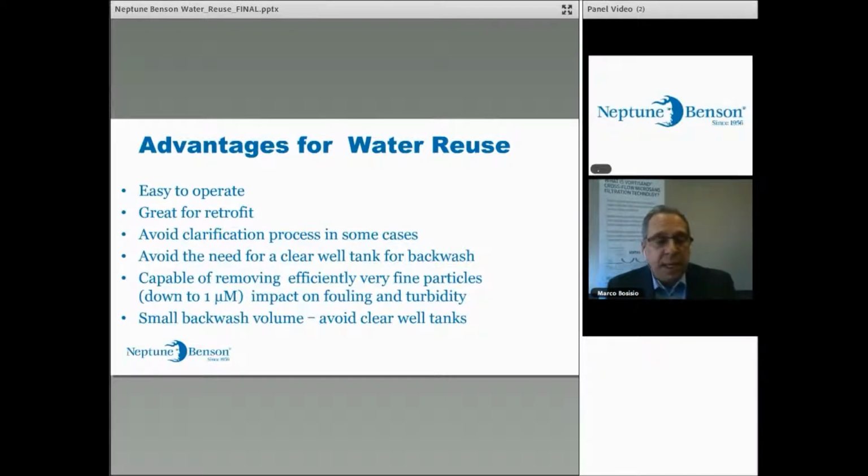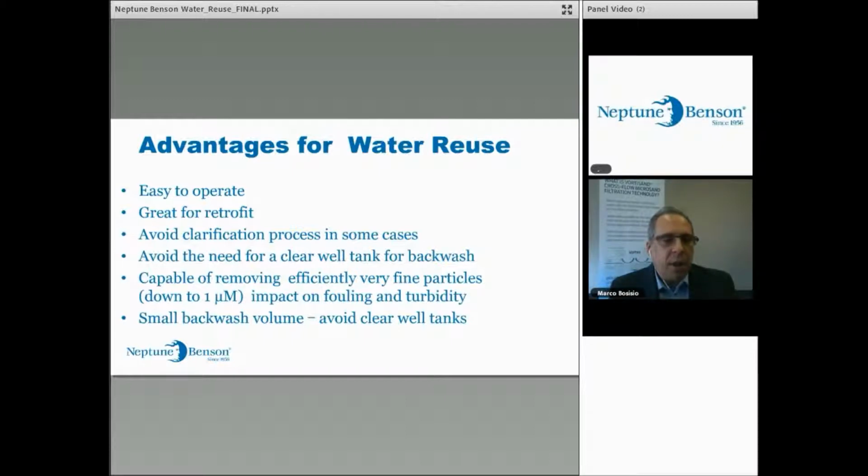One thing that needs to be said also is that if you have two Vortisand units side by side, you can have one filter backwashing the other by using only 30% of the flow to backwash the filter that sits beside it. So that spares the designer from building a clear well for the backwash water, which is an important feature.